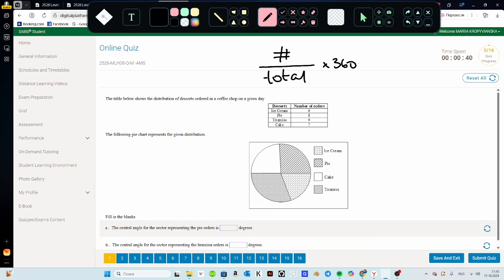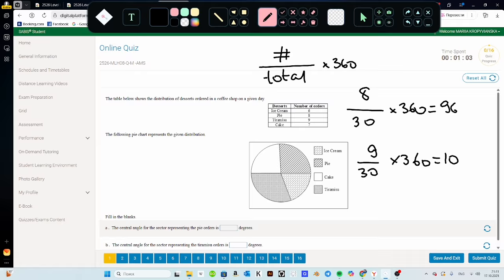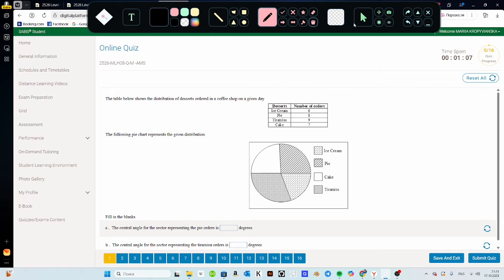Same as we do over here. The number is 8. The total number, so 6, 8, 9, and 7 added together, is 30, times 360 gives us 96. That's going to be our answer for pie. Same thing for tiramisu. We're looking at the number of orders for tiramisu, which is 9. 9 over 30 times 360 gives us 108. So again, you just use the general formula, and that's it.